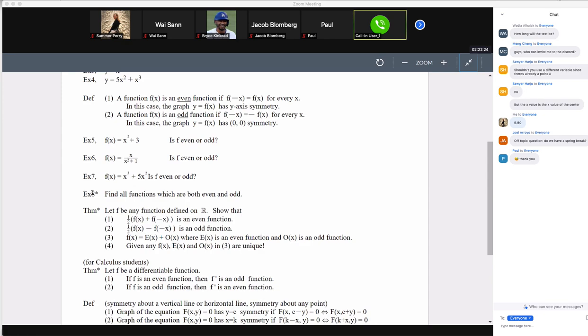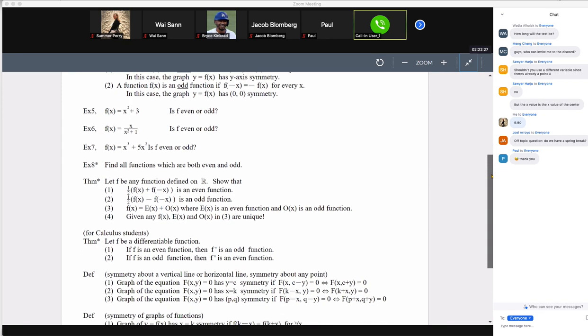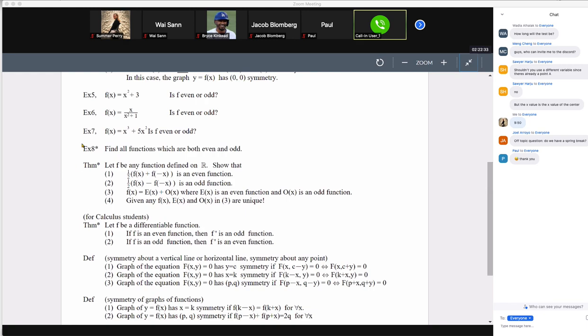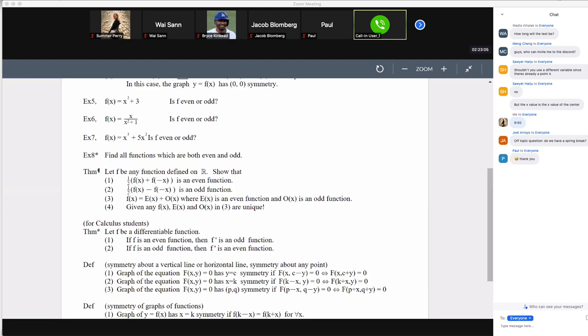Okay, now let's look at after example 7. These are the questions you have to know, and it's kind of interesting and important. Example 8, example 8 star: find all functions which are both even and odd at the same time. My question to you is this: can a function be even and odd at the same time? And the answer is yes. There is a function, and the function happens to be the zero function. But you have to derive it.